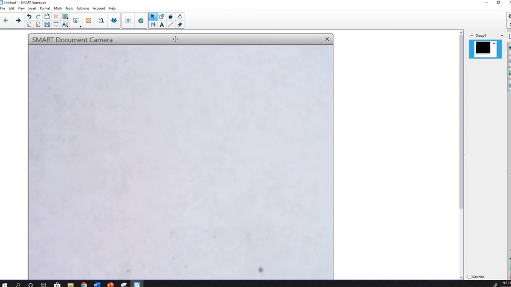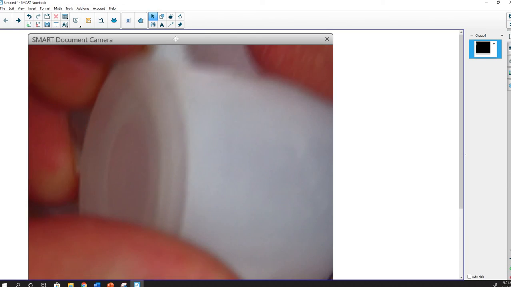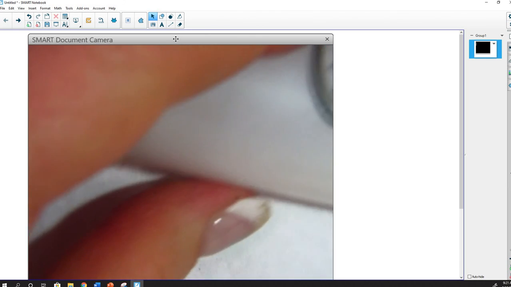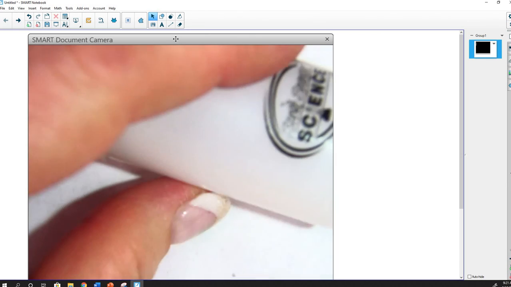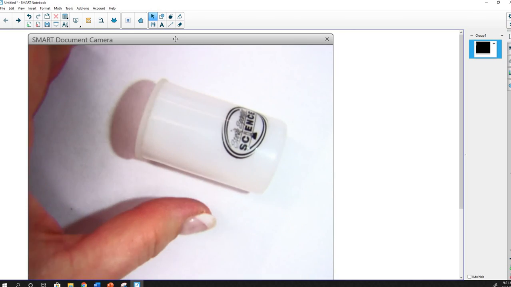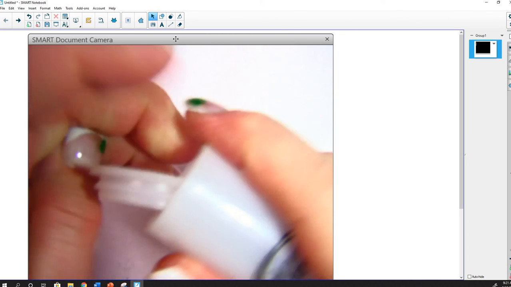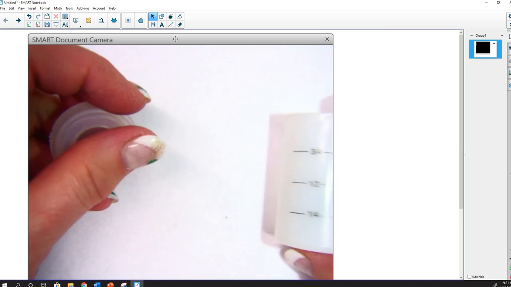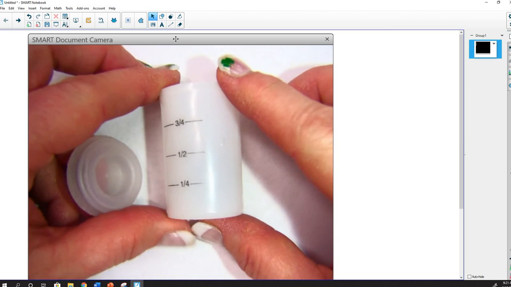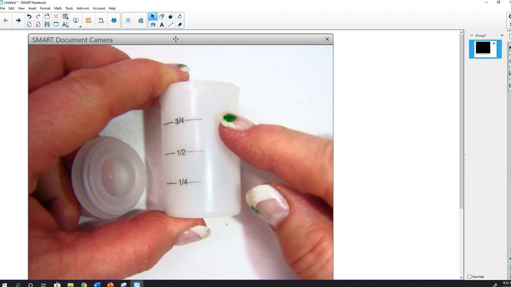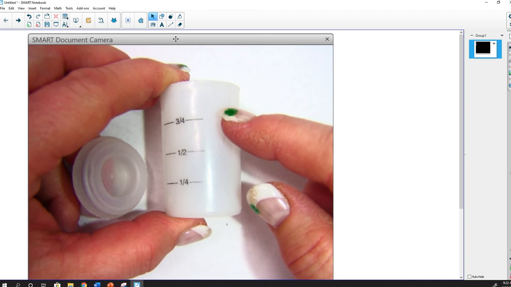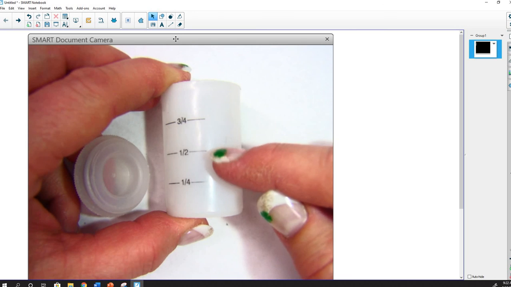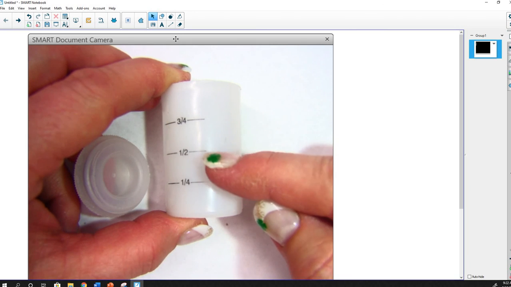All right, last one. We're going to use some film canisters. If you ever took 35 millimeter film, these are film canisters. Okay? We're going to be using these. On the back, they have some marks: 1/4, 1/2, 1/3, or 3/4. I'll give you a hint. You'll want the water somewhere in between here.